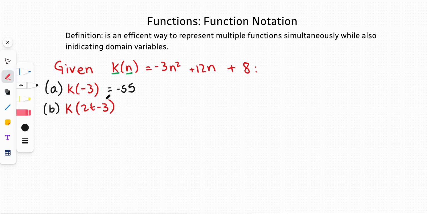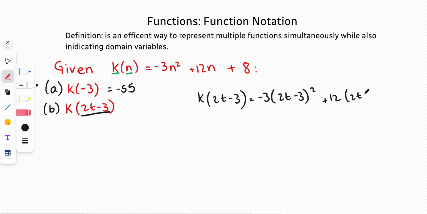In this case, instead of just an integer value that we sub in, we're actually subbing in an expression, which is 2t minus 3. Same substitution process here. Instead of n, we sub in 2t minus 3. So k of 2t minus 3 is going to be equal to -3 times 2t minus 3 altogether squared plus 12 times 2t minus 3 plus 8.